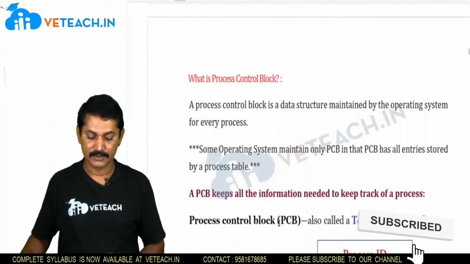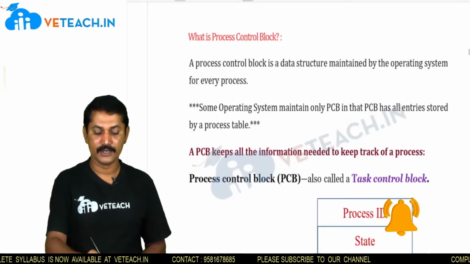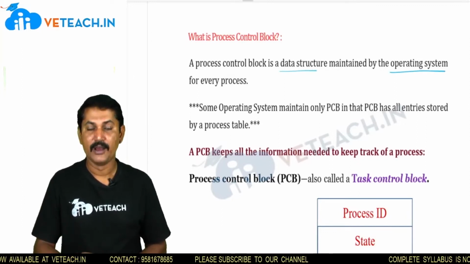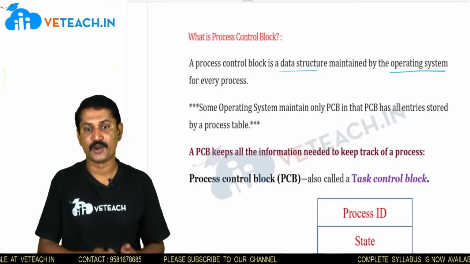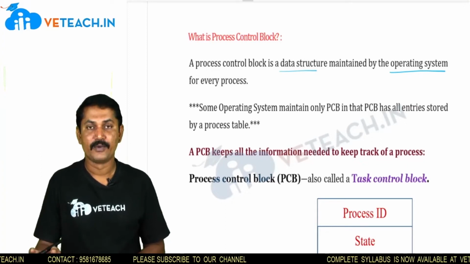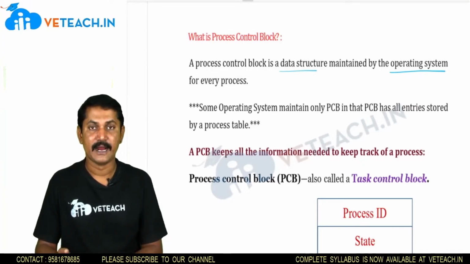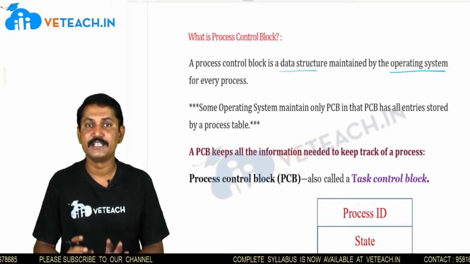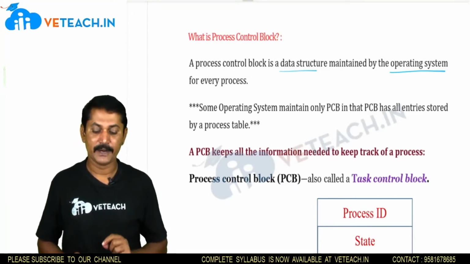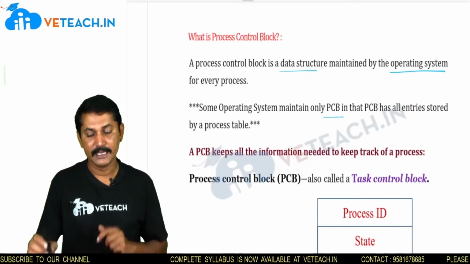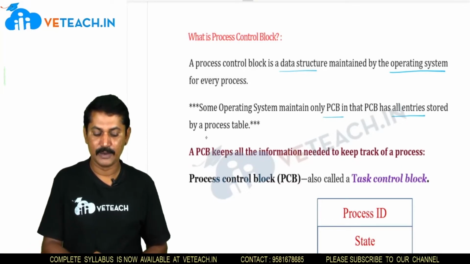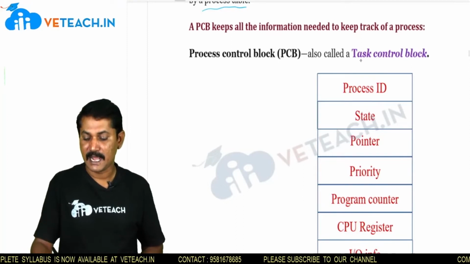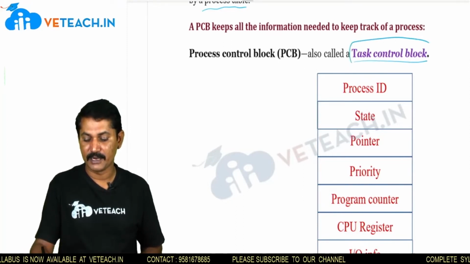And next, what is a process control block? A process control block is a data structure maintained by the operating system for every process, and that means it is different from process to process. When a process comes from the new state, that means a process is created and moved to the ready state, from that time until the termination time, a new PCB is maintained for each process by the operating system. Some operating systems maintain only the PCB, and that PCB has all the entries stored by the process table. A process control block is also called a task control block, that means the task is nothing but a process.